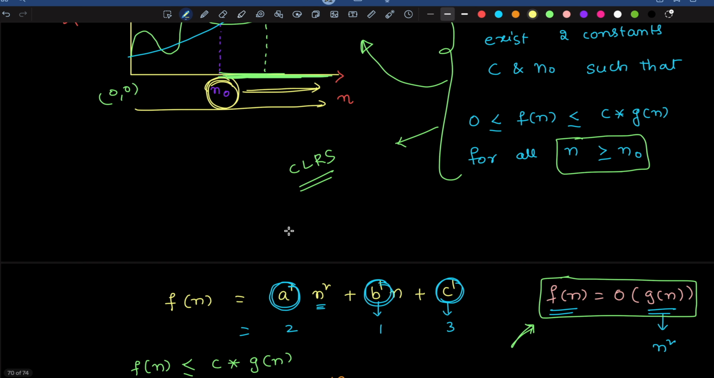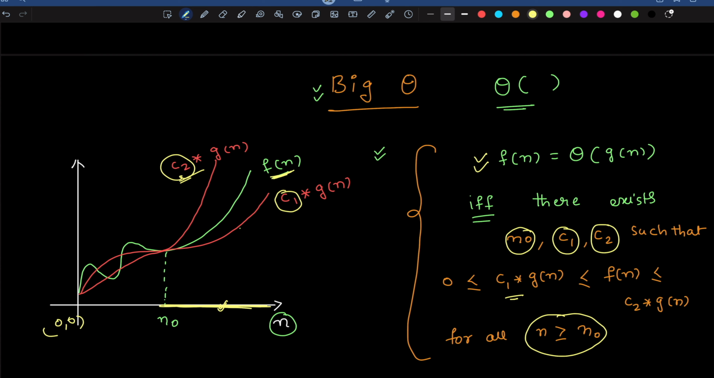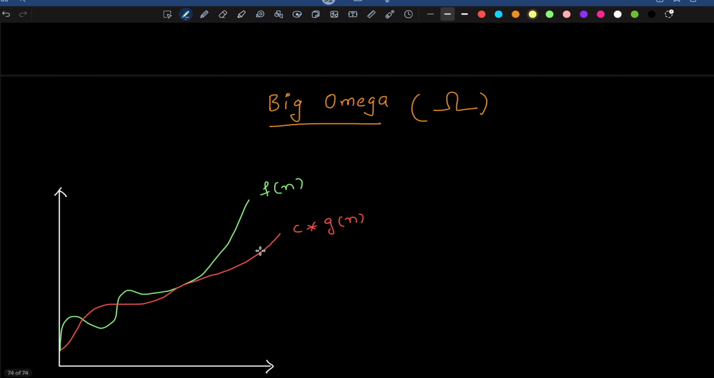So in case of theta of n, it is saying that f of n is, for different constants c1 and c2, tightly bounded. So I would say that it's tightly bounded on both sides by g of n by just changing the constant slightly, right? I hope you understand the definition of big theta. Now let us move to the third notation, which is big omega, right?